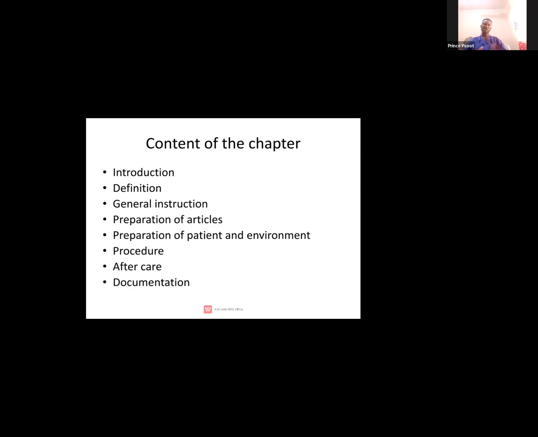Aftercare means after a wound dressing, after an injury occurs, fine, we've taken care of the wound, we've dressed the wound. What do we do next? That's the aftercare. And then, of course, we know in any of this profession, being a home health aide, a caregiver, a nurse, whatever practitioner you are, when you perform a procedure, it is only right that you document, because if you do not document, it is the same as you've not done anything. So these are the major contents we'll be discussing in this chapter.